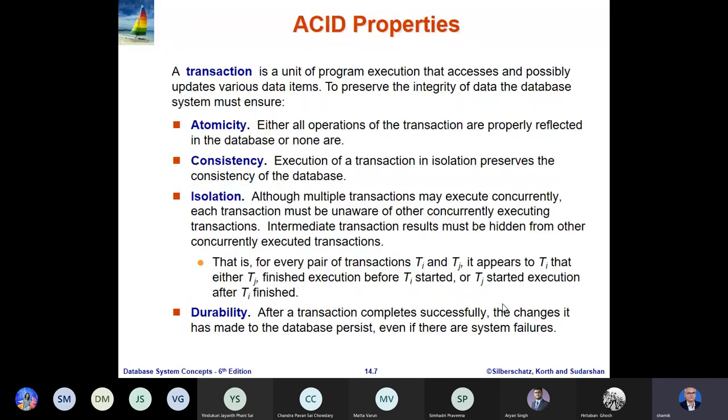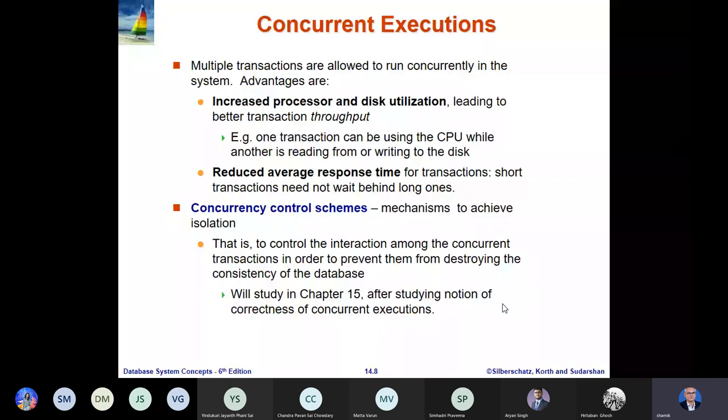So these are the basic properties: atomicity, consistency, isolation, and durability. And of course, we know about concurrent execution. There are indeed benefits. We are not going to go into that.